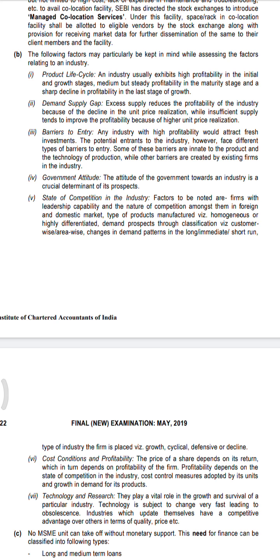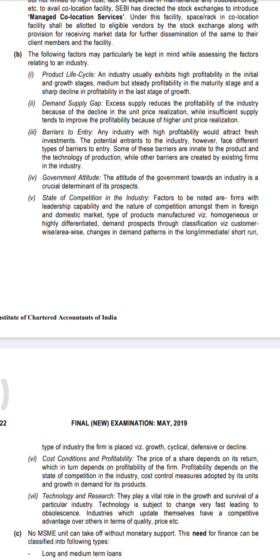Barriers to entry. Any industry with a high profitability would attract fresh investment. The potential entrants to the industry, however, face different type of barriers to entry. Some of these barriers are innate to the product and the technology of production, while other barriers are created by existing firms in the industry. Government attitude. The attitude of the government towards an industry is a crucial determinant of its prospects. State of competition in the industry.